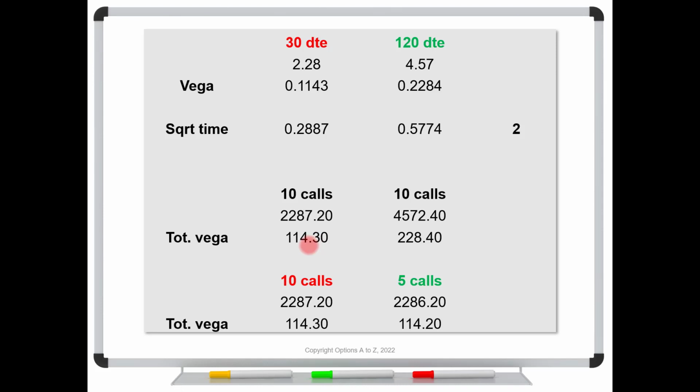Now, keep in mind, as time and volatility and the stock price move, these numbers are going to change as well. But for right now, that is our current Vega. What about over here for the long position? Well, if we buy 10 calls here, we're going to take 1,000 times the call price, $45.72. We will take 1,000 times the Vega. We're going to have 228. So as expected, we have twice as much Vega.